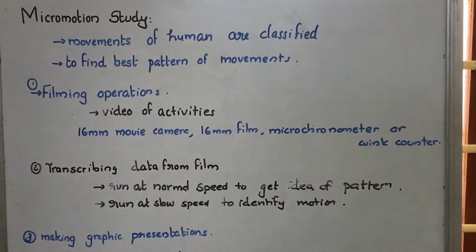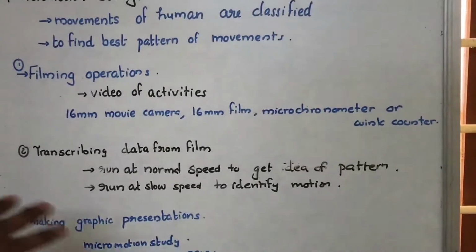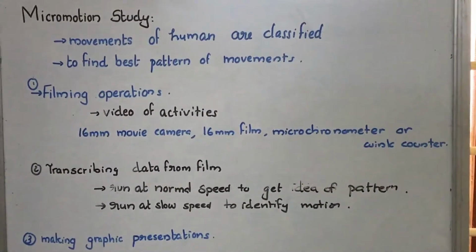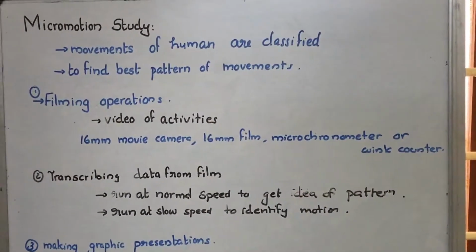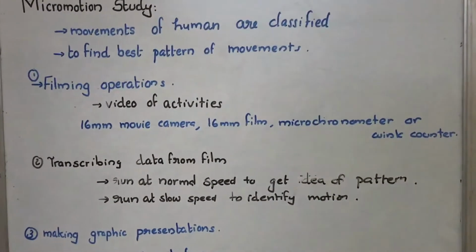For that, the first step is filming operations, where they take video and use a system on camera, system on film, and a micro chronometer. It is actually something like a stopwatch. It is for counting time.